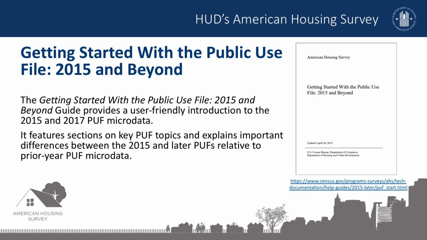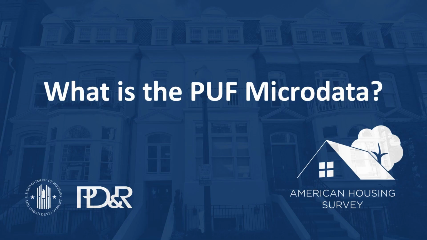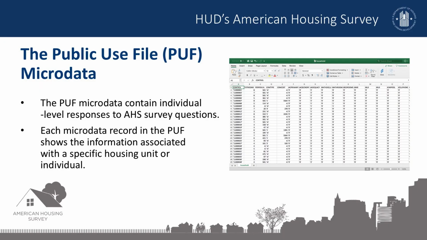So, what is the Public Use File, or PUF, microdata? The PUF microdata contain the individual level responses to all the AHS survey questions. In the AHS microdata, the basic unit is an individual housing unit. Each microdata record shows most of the information associated with a specific housing unit or individual, except for data items that could be used to personally identify that housing unit or individual.